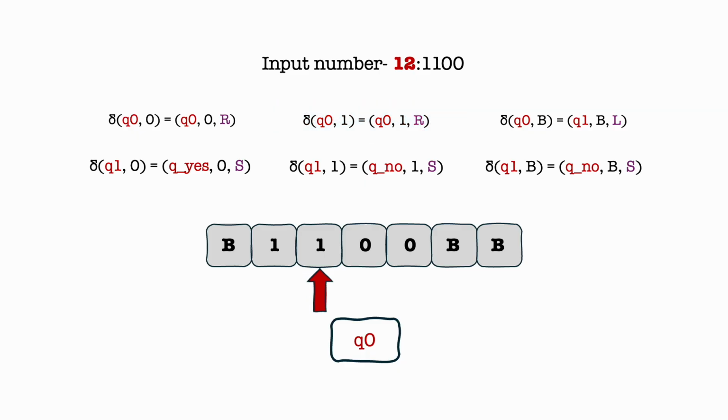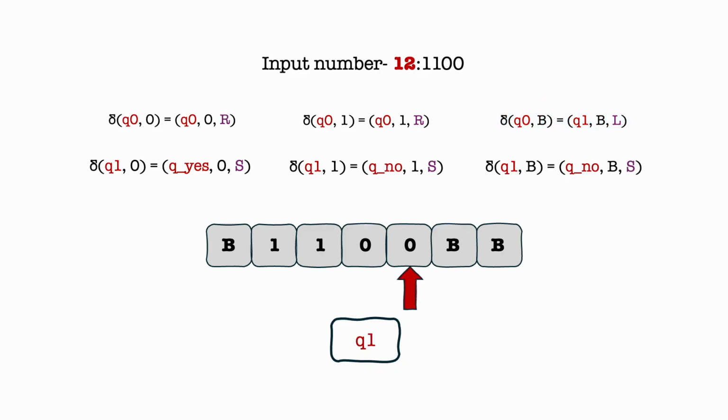Again, the same transition function works. Now the input symbol is 0 and the state is still Q0. Here, the first transition function applies. The head writes 0, that is, there is no change. The head remains in Q0 and moves right. Again, the first transition function works. Now, the current symbol is the blank symbol B and the state is Q0. Here, the third transition function applies. The head writes B, that is, there is no change. The state changes to Q1 and the head moves left.